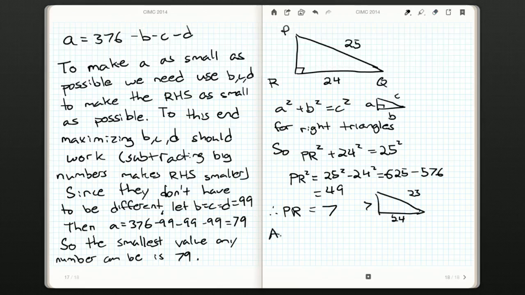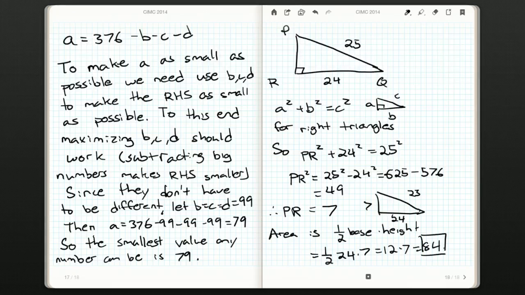So area is 1/2 base times height. The base is 24, height is 7. So that's 12 times 7, that's 84. Now we've already got the area, and we could put that in a little box so the people who are marking know to look here. It's 84.